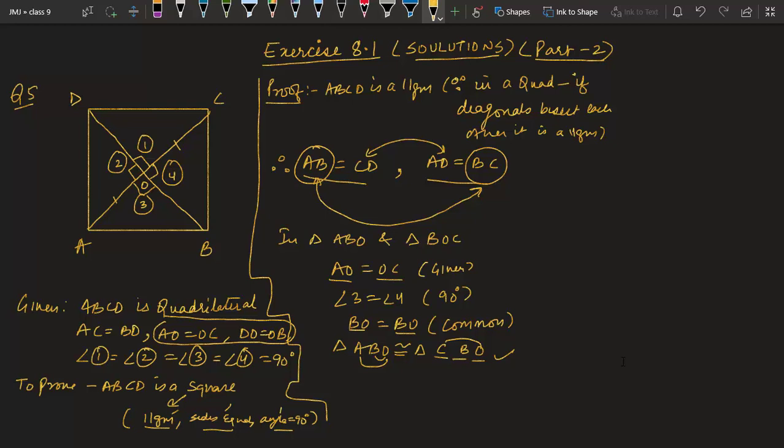Now, after this, we can say by CPCT that AB is first and second in this triangle name and CB is first and second. Hence, AB is equal to CB or BC because corresponding parts of congruent triangles, and with that we can say all sides are equal. So right now we have done one part, that we can say right now it is a rhombus. If somehow we prove one angle 90 degree, this rhombus will become what? A square.